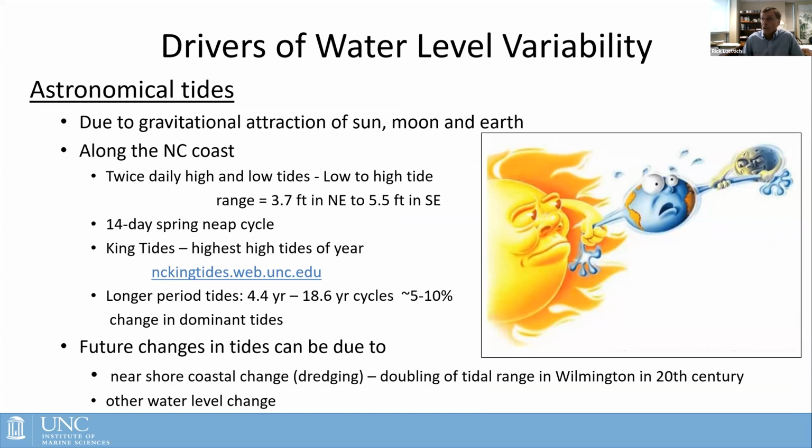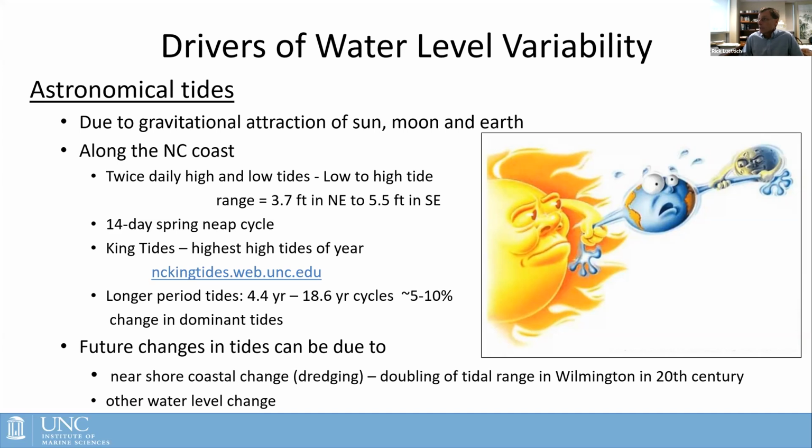In the Northeast, it is smaller, say 3.5 to 4 feet from high tide to low tide. And in the southeastern part of the coast, Cape Fear region and south, it's larger, 5.5 to 6 feet from high tide to low tide on a typical, again, twice daily tidal range.